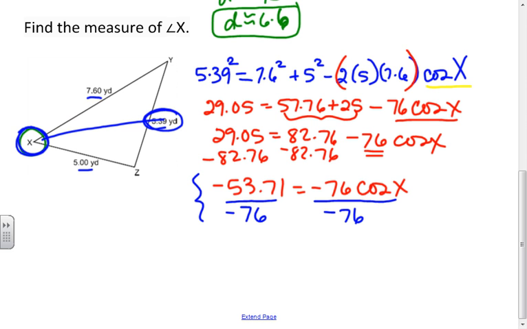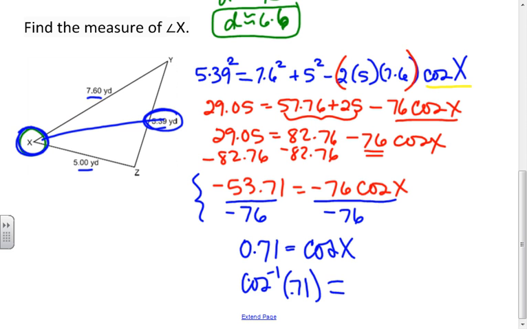When I go to my calculator, I get 0.71 etc. is equal to cosine of x. I want the angle out, so I'm going to use my inverse feature on my calculator. And I'm going to find out that the angle is a 45-degree angle.